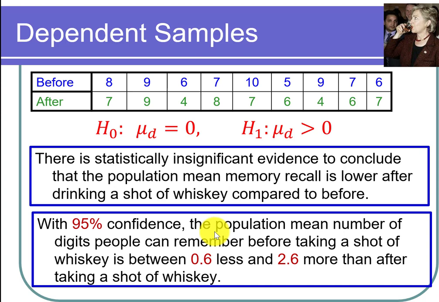Now let's interpret the confidence interval. Notice we had a negative 0.6 and a positive 2.6. When it's negative, that means the first is less. When it's positive, it means the first is more. So we can state with 95% confidence, the population mean number of digits people can remember before taking a shot of whiskey is between 0.6 less and 2.6 more than after taking a shot of whiskey.